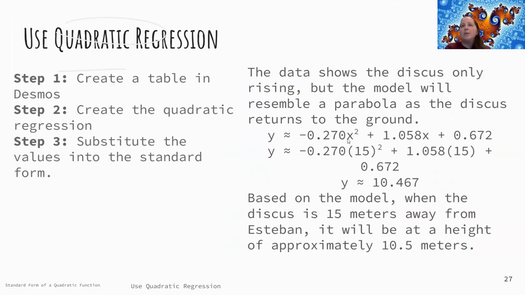So the data shows the disc is only rising, but the model would resemble a parabola. So in this case, we get y is approximately -0.270x squared plus 1.058x plus 0.672. I then substitute the value of 15 in for x, and I solve. Okay, so again, you can put it in Desmos. It's going to give you the answer of around 10.467. So based off of the information that we are given, we can determine that at about 15 meters, the discus should be about 10.5 meters.